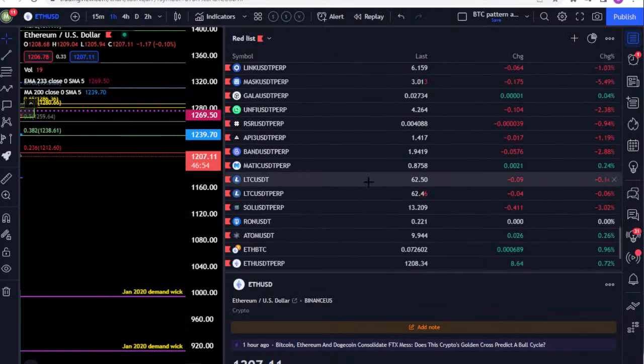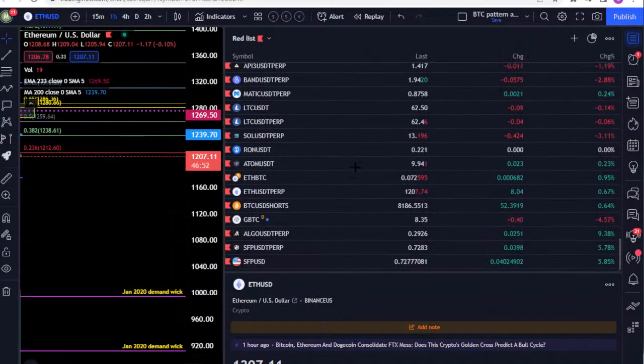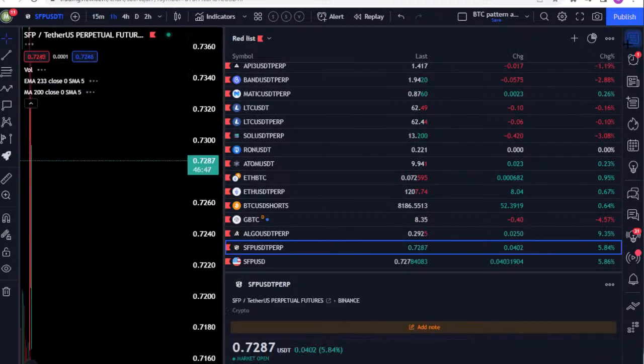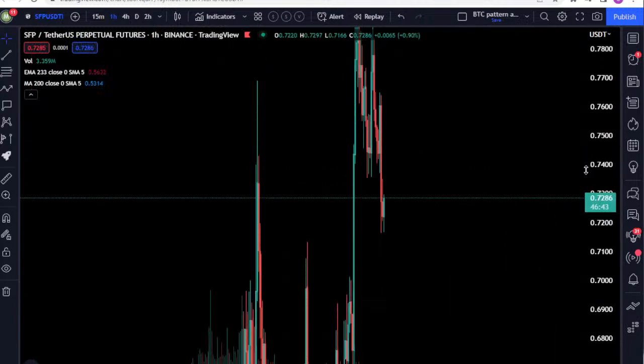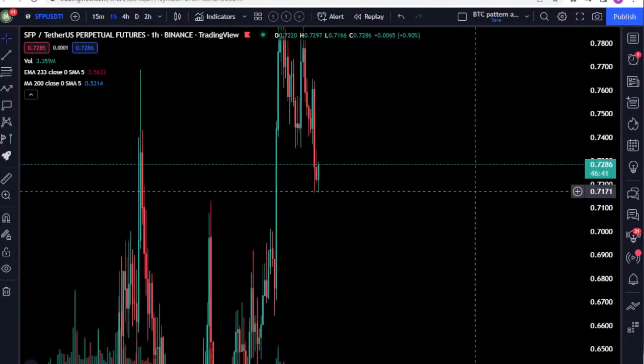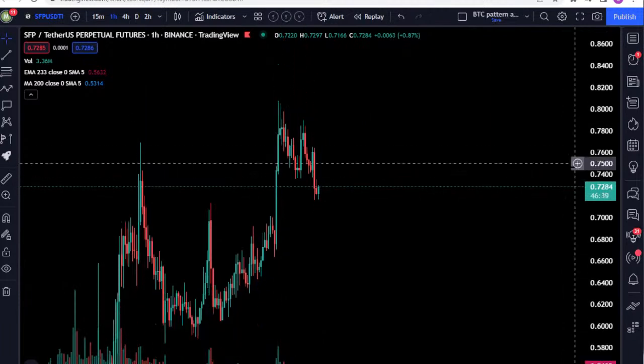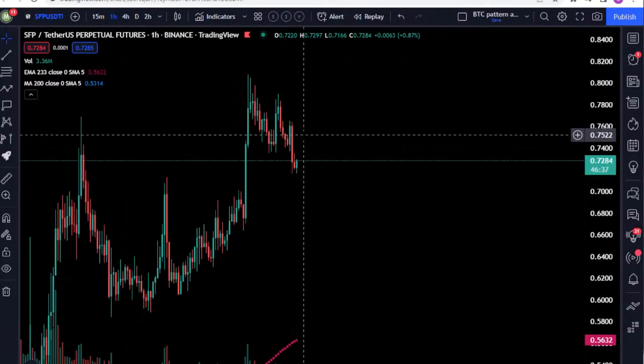I want to take a look at one more altcoin. Let me see what SPF is doing. I don't even know this coin. I just stumbled upon it when I saw that it gained so much in one day on Binance. I was watching the biggest gainers, and this was a gainer.